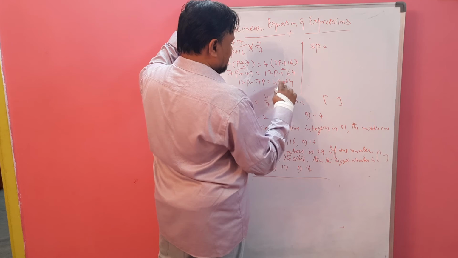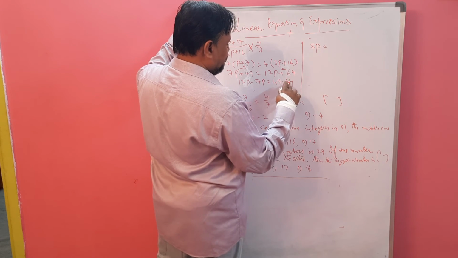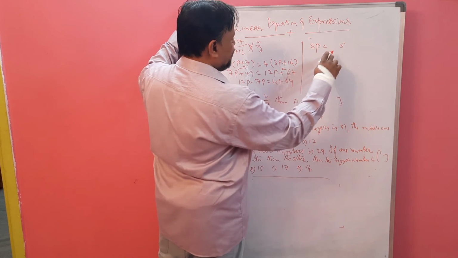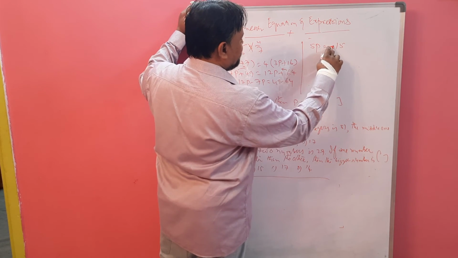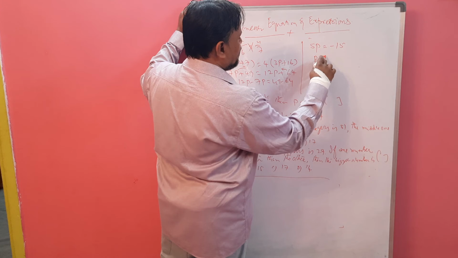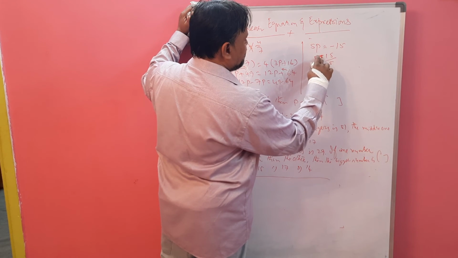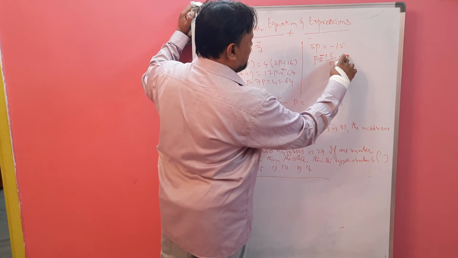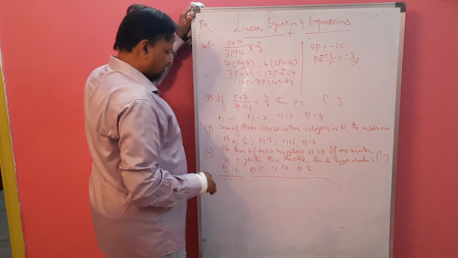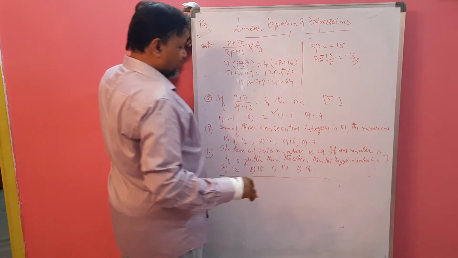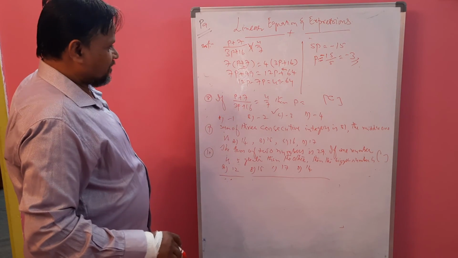Here this will make a larger number. 49 minus 64 is 15. Negative is larger, so we have to put the negative sign. P equal to minus 15 by 5. So this is nothing but minus 15 by 5. This is minus 3. P is minus 3. This C is your answer. So up to 8 over.